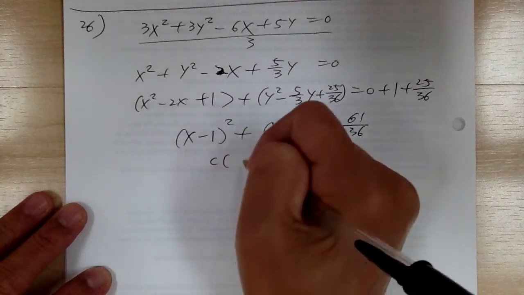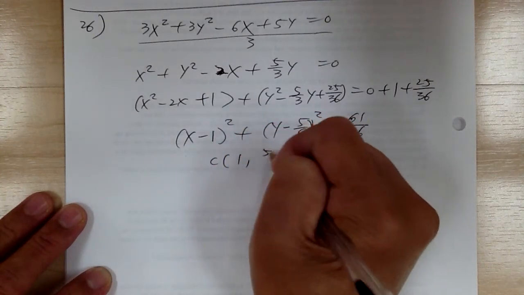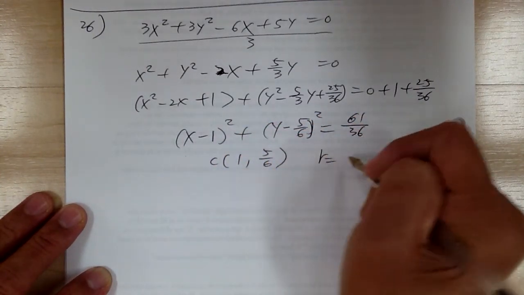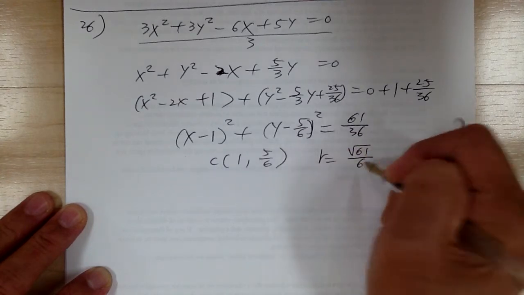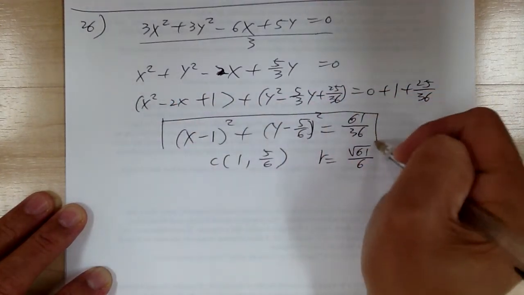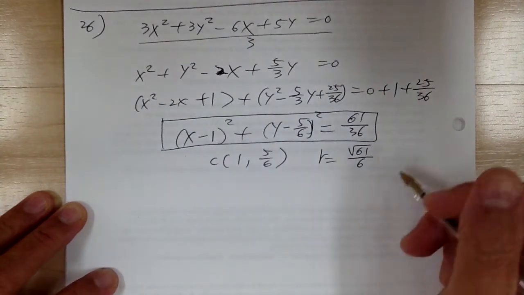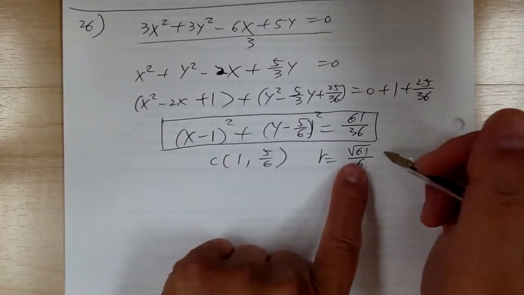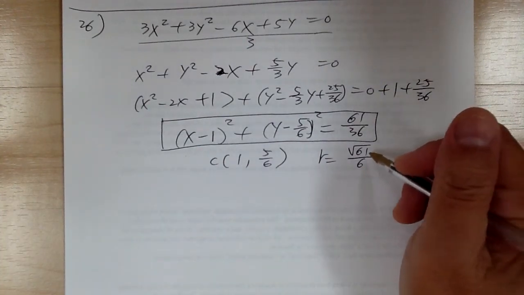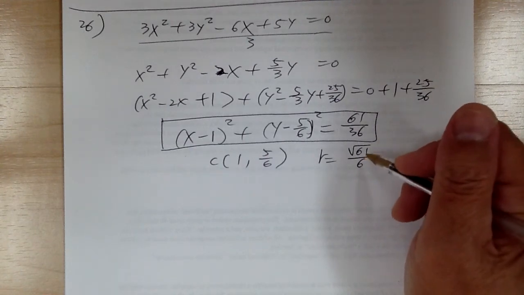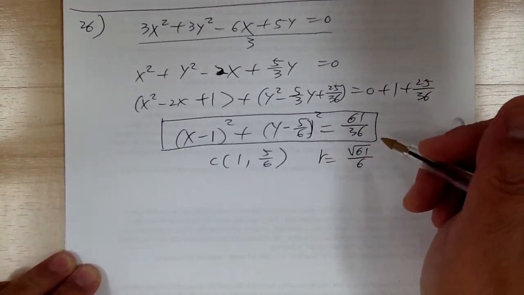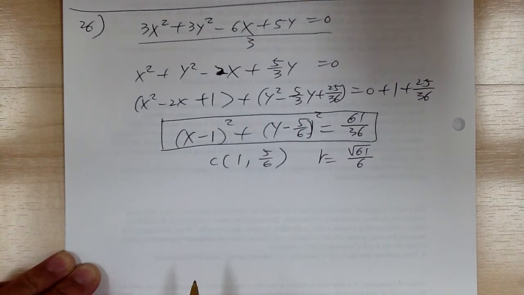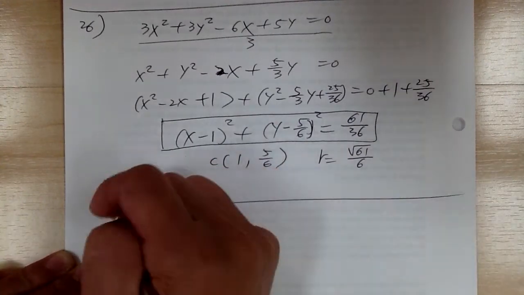So your center is going to be at 1, 5 over 6, and your radius will be square root of 61 over 6. Now when you're going to graph, right, you can use your calculator to figure out your radius, okay? Okay, let's go to 28.